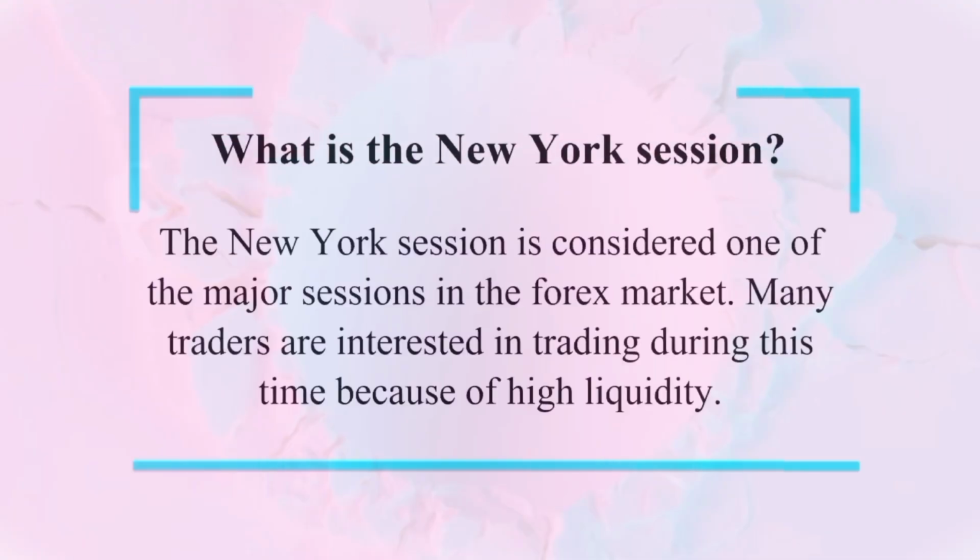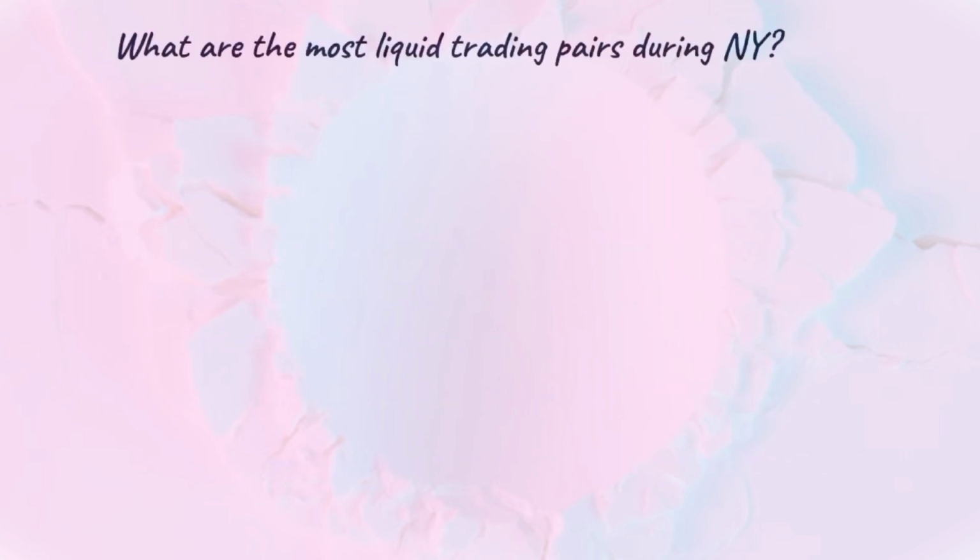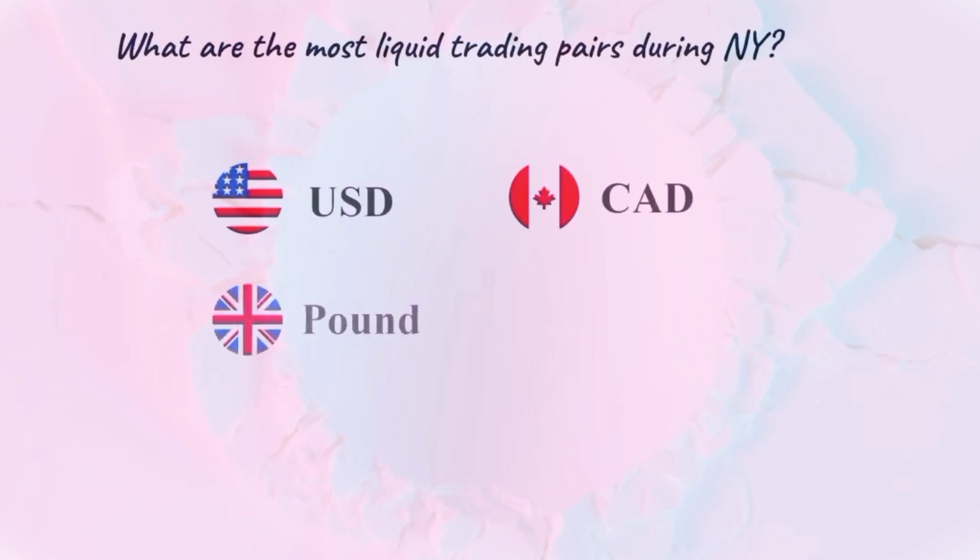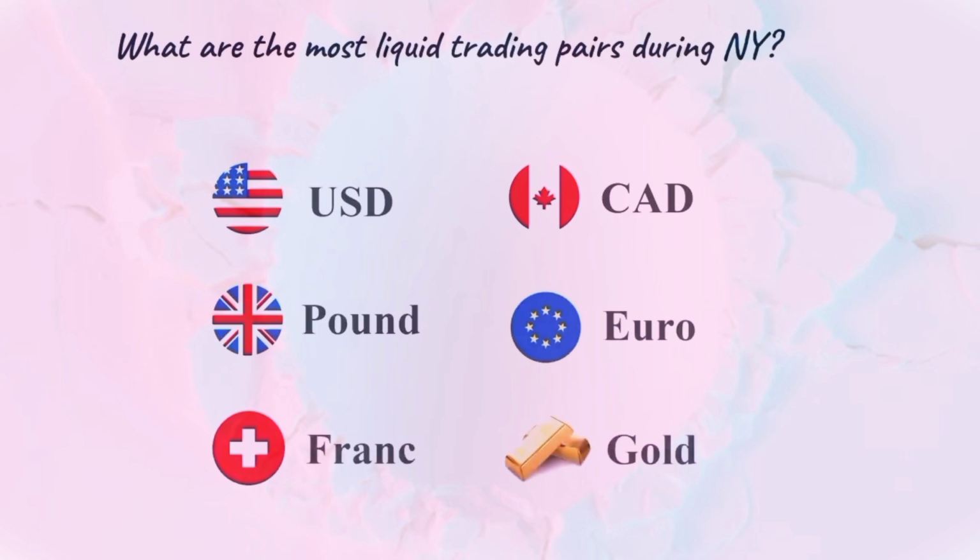The New York session is considered one of the major sessions in the forex market. Many traders are interested in trading during this time because of high liquidity. But what are the most liquid trading pairs during this period of the day in the New York session? The US dollar, Canadian dollar, pound, euro, yen, franc, and gold are being actively traded. So the pairs that have these currencies would have enough liquidity to make the movements we want to see in the market. So how do we identify the New York trading session on the chart?